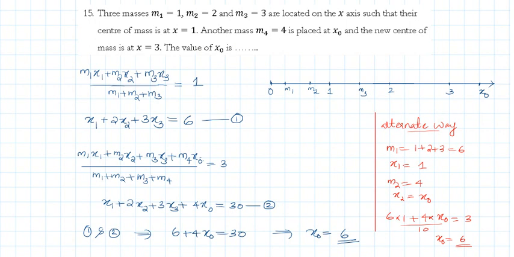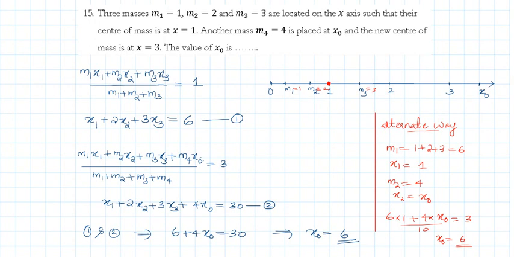In the first case, m1, m2, m3 are placed such that the center of mass is at 1. These three masses, m1 is 1, m2 is 2, m3 is 3. So center of mass will be definitely between, somewhere at this point, because on the right hand side and left hand side we should have 3 units each.